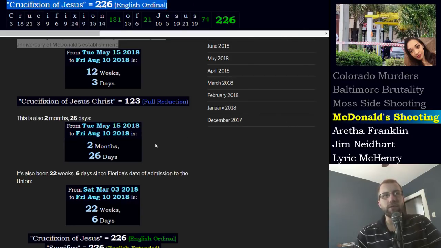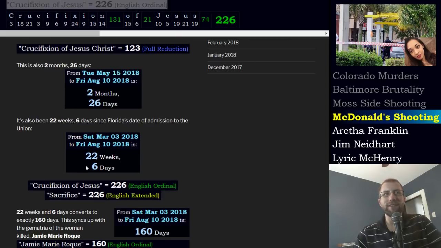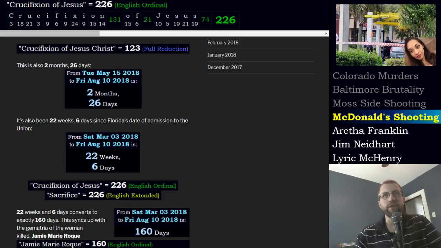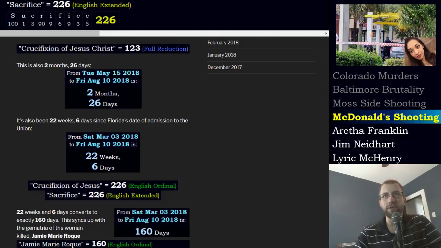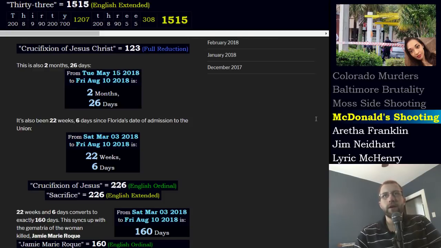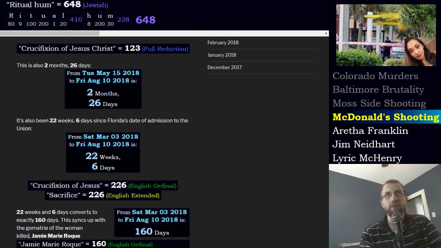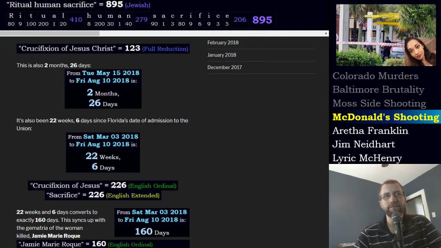Crucifixion of Jesus equals 226. It's also been 22 weeks and 6 days since Florida's date of admission to the Union. And how interesting is this, right? Crucifixion of Jesus equals 226. The word sacrifice equals 226. Jesus was crucified at age 33, which sums to 895. That's the same as ritual human sacrifice, 895.